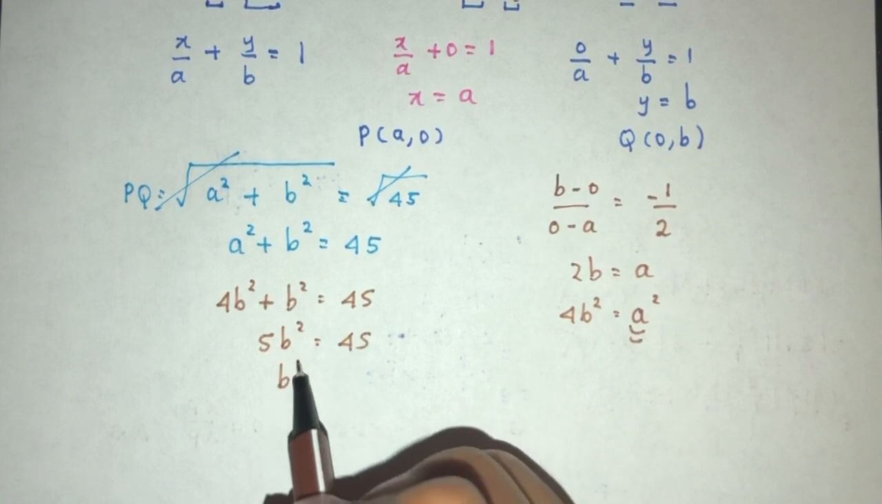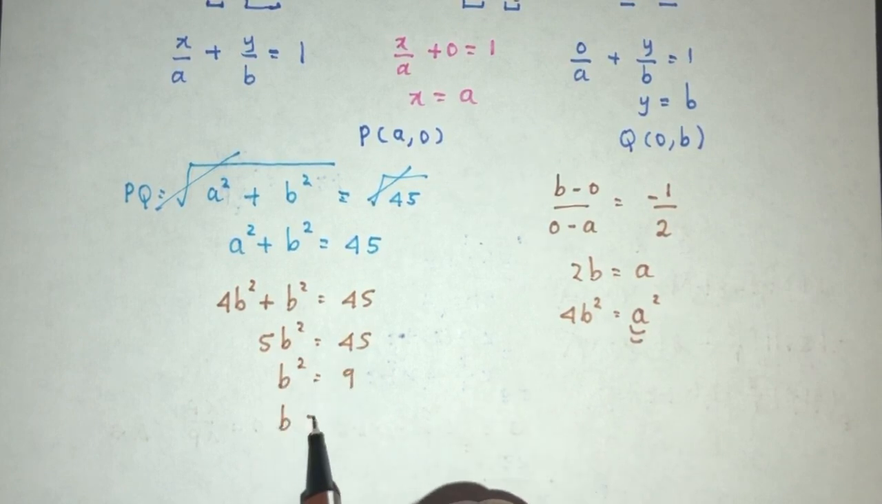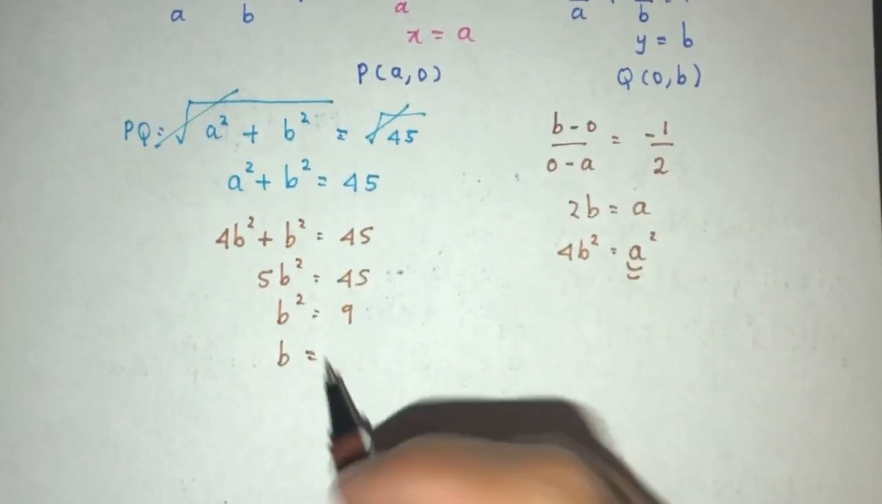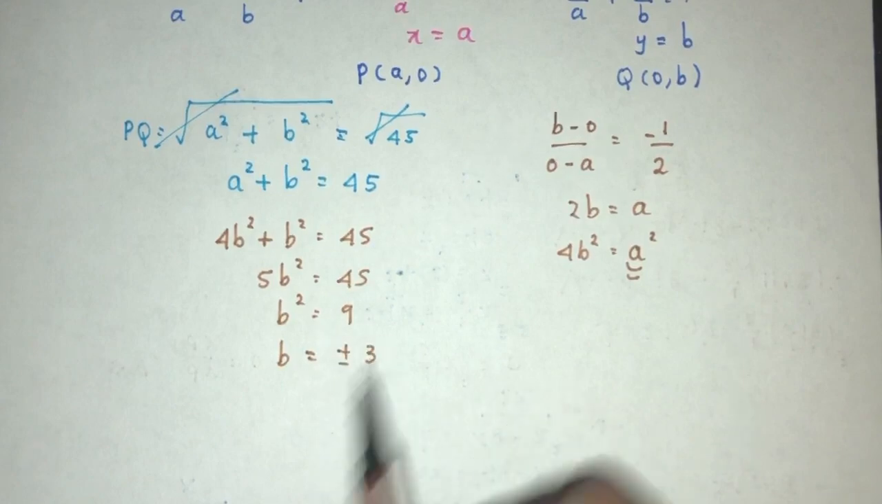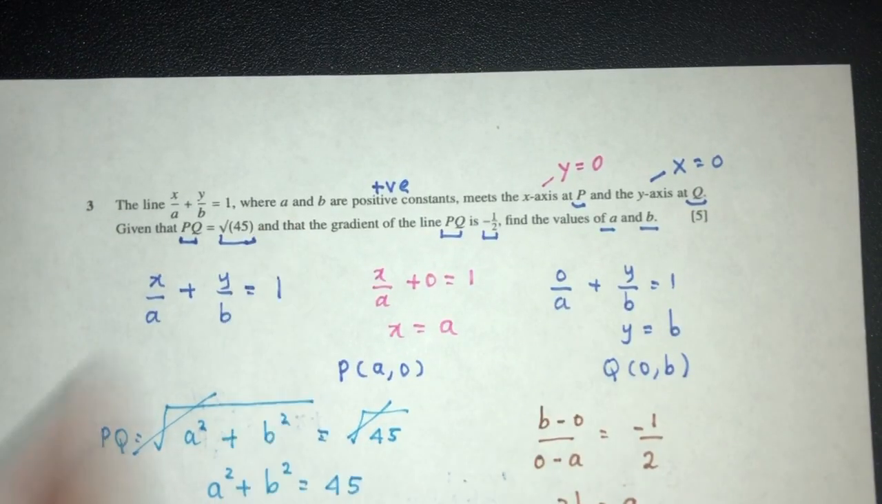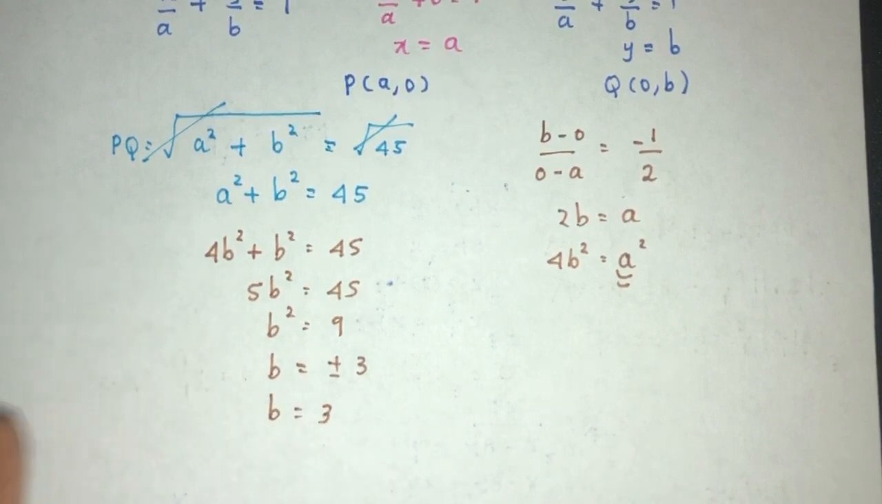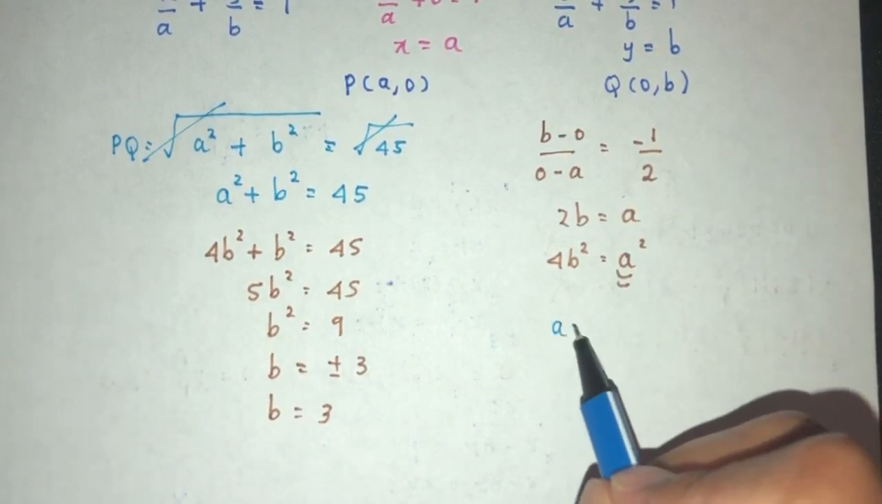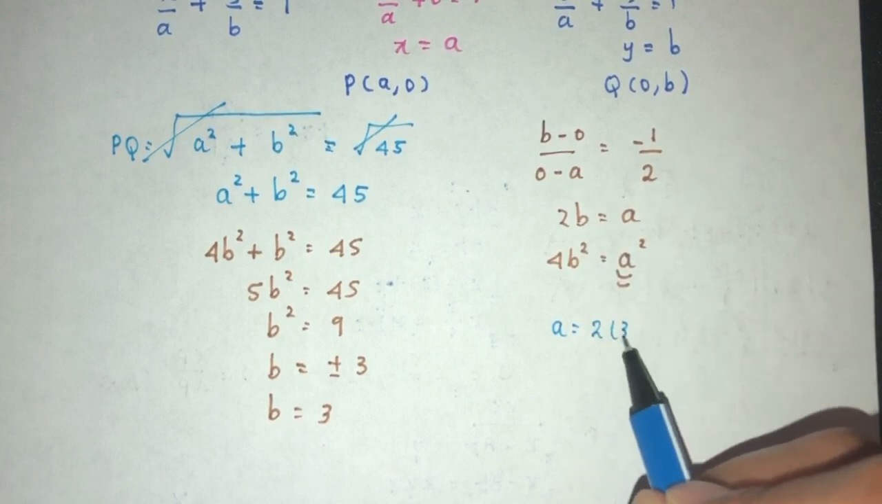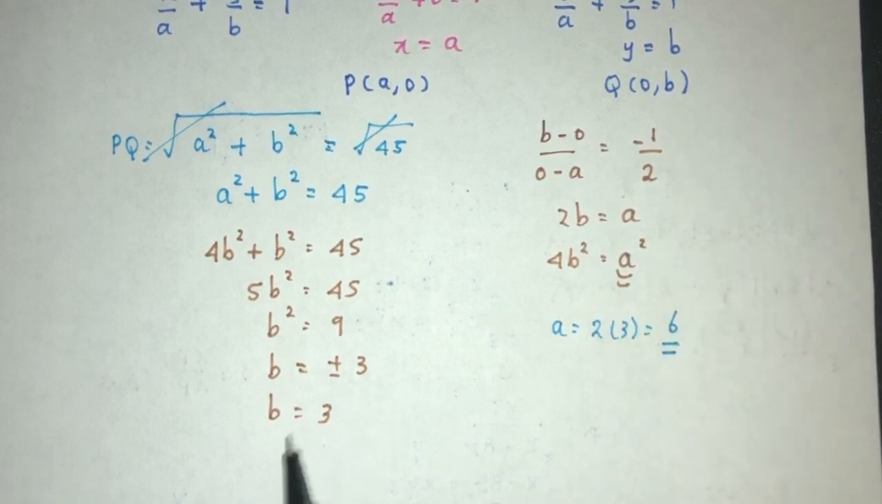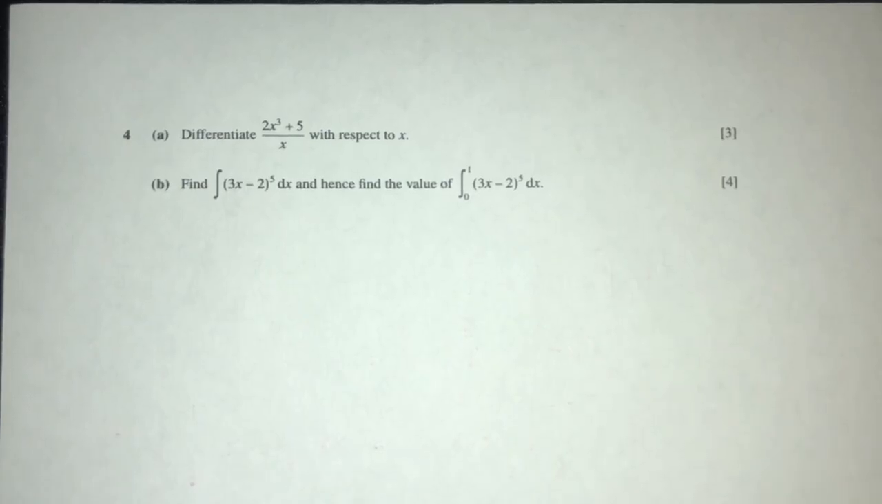So b squared will be 9. So b will be the value of plus minus 3. Now I tell you here the values of a and b are positive, so b will obviously be 3. And finally, to find the value of a, replace back in your main equation, 2 times 3, that should be 6. A is 6, b is 3 for this question. Let's move on to the next question.